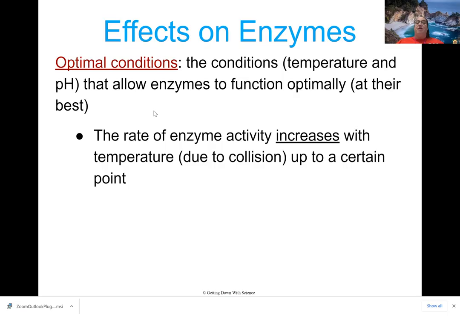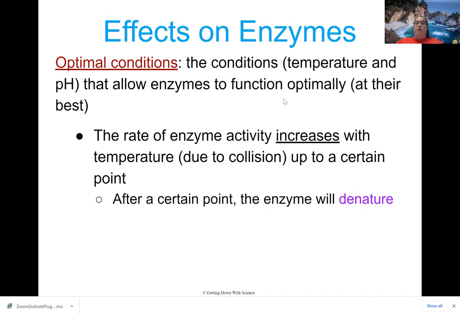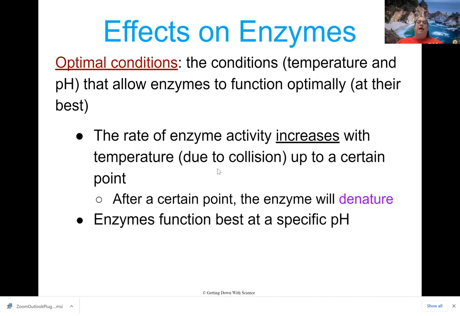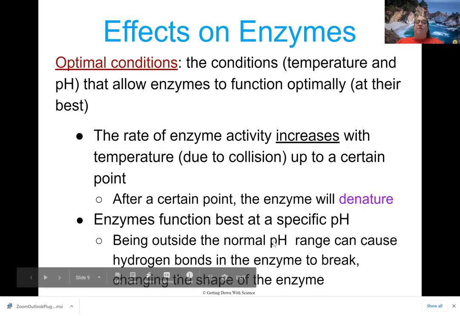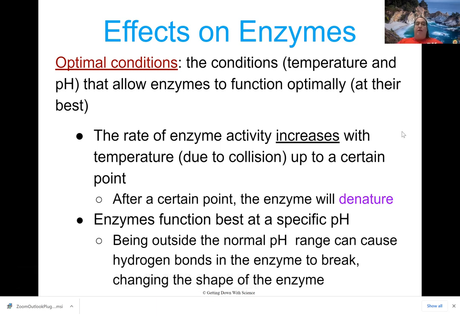So the rate of enzyme activity increases with temperature due to collisions up to a certain point. And then once it goes beyond that specific point, the enzyme will begin to denature, begin to change its shape, therefore no longer functioning properly. Enzymes function best at a specific pH. Outside of that normal pH range can cause hydrogen bonds in the enzyme to break, changing the shape of the enzyme, therefore causing it to denature, changing and reducing its functionality.